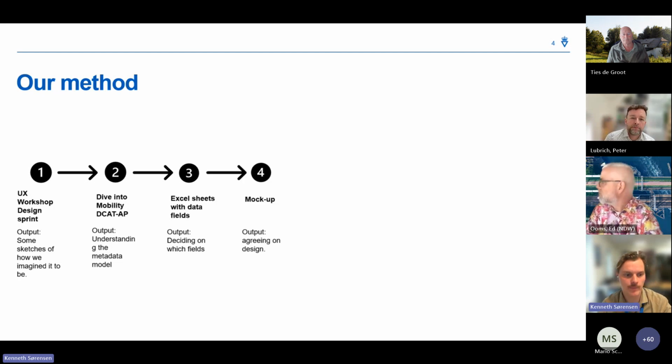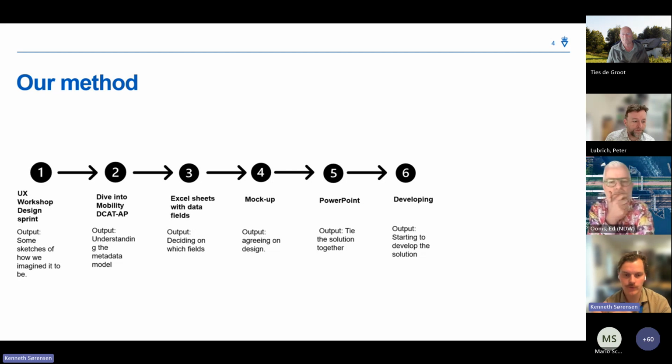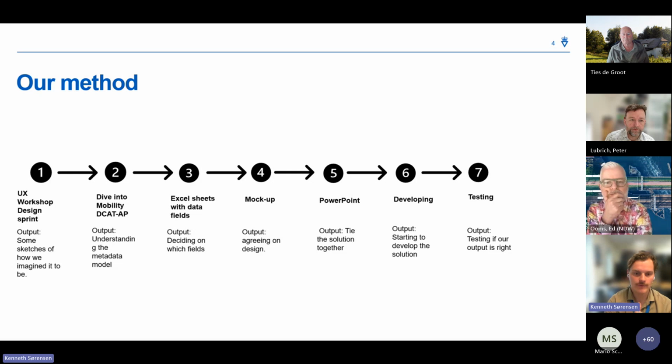And then we made a mock-up agreeing on the design of our design sprint. And then we made a PowerPoint to tie the solutions together, the Excel sheets and the mock-ups, so you could see what kind of fields was in our UI. And then we started developing by giving all the materials to our developers that made user stories from this so they could start developing. And lastly, we tested our product to see if it was the right output that we have made.